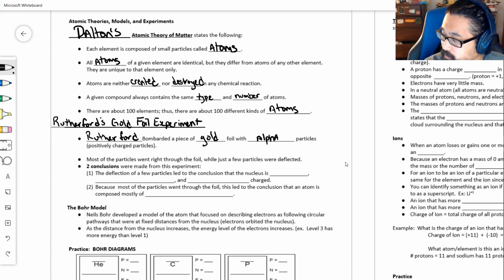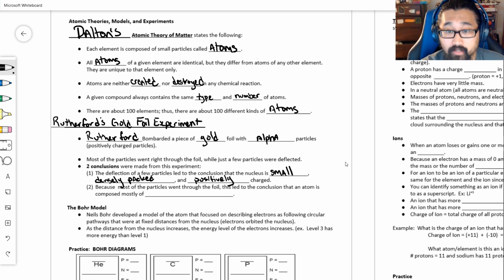He came up with two things from this. There must be something inside the atom that is small, densely packed, and positively charged, which we now know to be the nucleus.